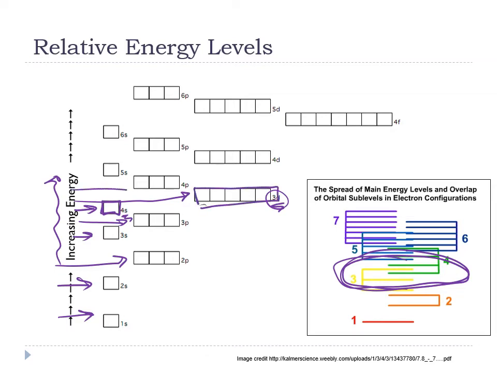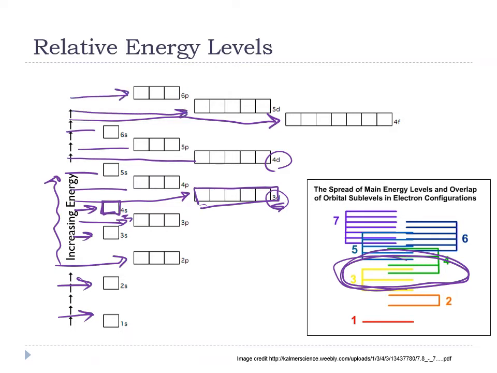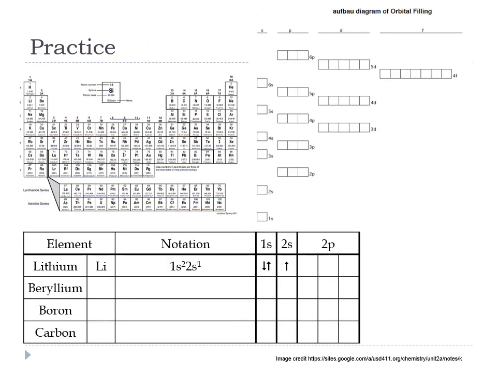And after 3d, we have 4p and then 5s, and then we go back to 4d, and then 5p, and then 6s. And are you ready for this? We go from 6s to 4f to 5d to 6p. Whoa! Crazy sauce, right? I will not make you memorize this. I will always give you one of these Aufbau diagrams when we do this. So do not panic. You don't have to memorize this, but you need to know that we're always going to work up the energy levels.